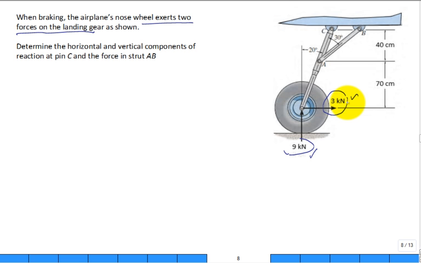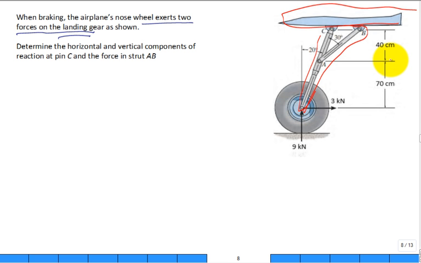So this is our model, and our landing gear must be this component. Is that our landing gear? Something like that. It didn't clearly identify what exactly is the landing gear, but there's our landing gear, okay? And this must be the part of the aircraft, right? So, determine the horizontal and vertical components of the reaction at pin C.